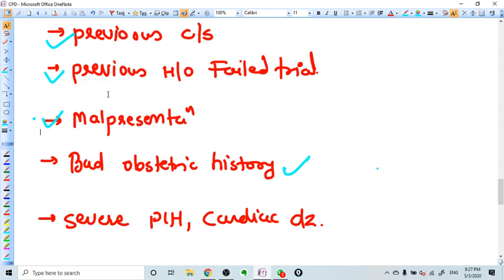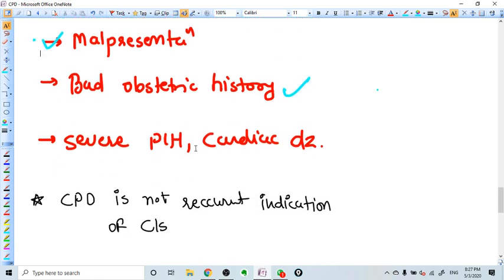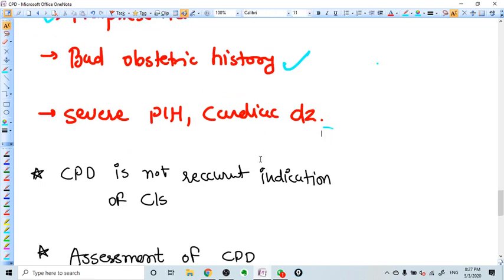We don't do a trial of labor because sometimes the patient doesn't want to take any risk of normal delivery. That's why we do cesarean section. In severe PIH or cardiac disease, we need to cut short the time of labor. So to cut short the time of labor, we sometimes avoid trial of labor and go directly for cesarean section.